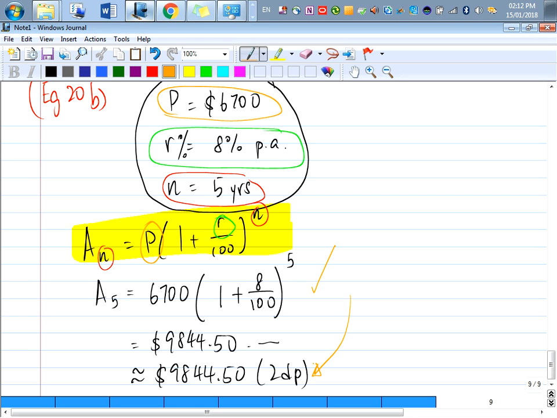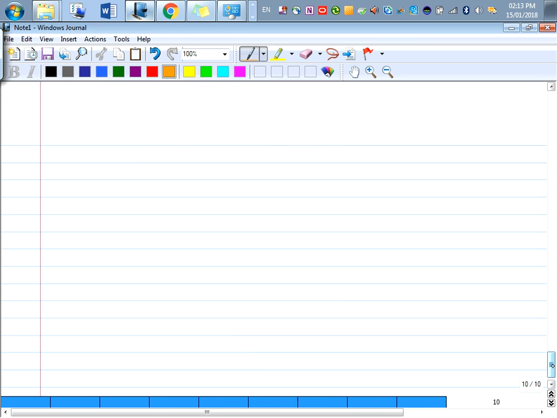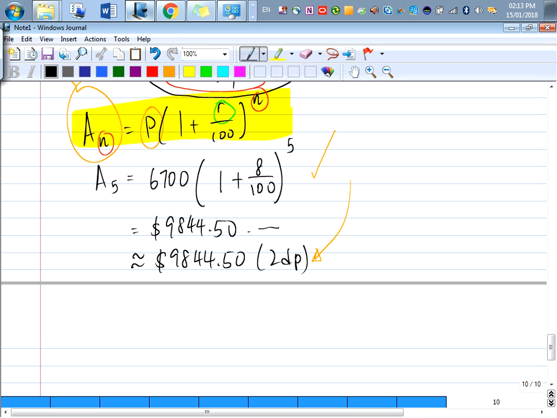Is this my interest? No, it is not my interest. It is the total amount. In the formula, this over here gives me the total amount. Now, if I want to find just purely the interest, I need one more step. It's equal to 9844.50 minus my principal of 6,700. And I'll get 3144.50. That's my interest. Can?